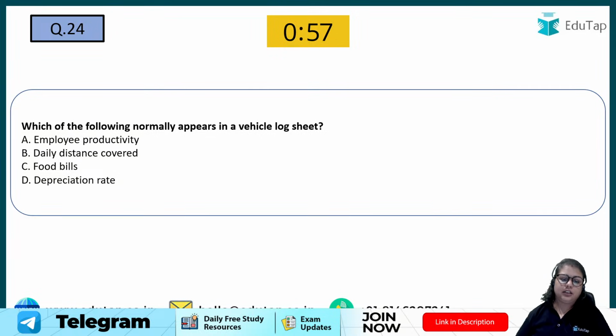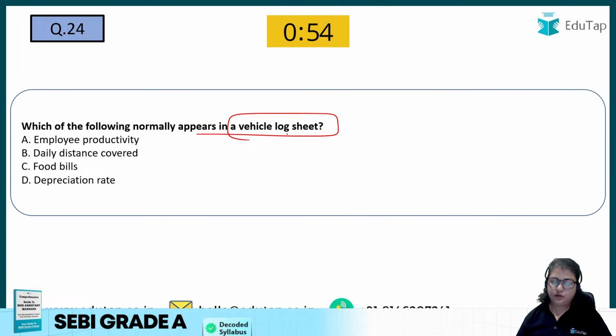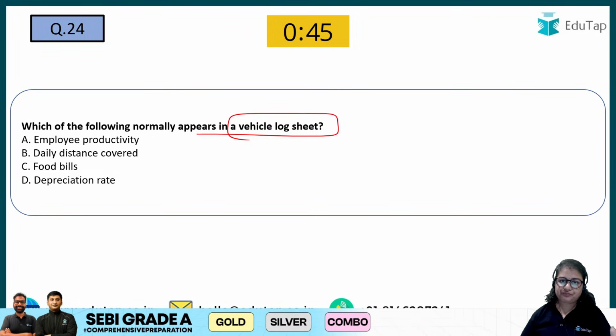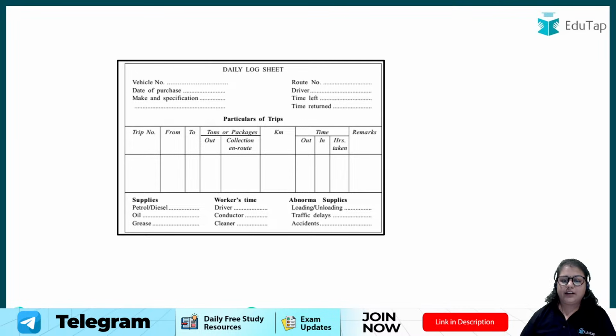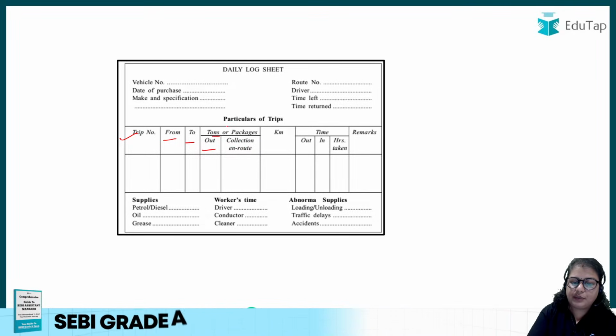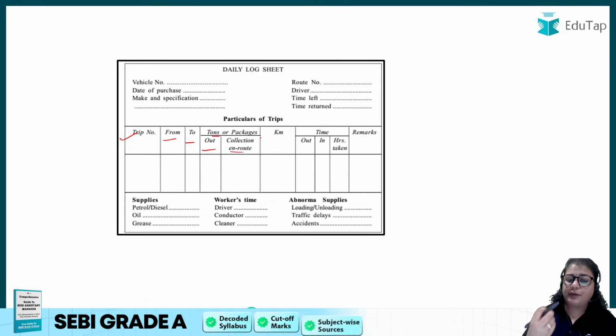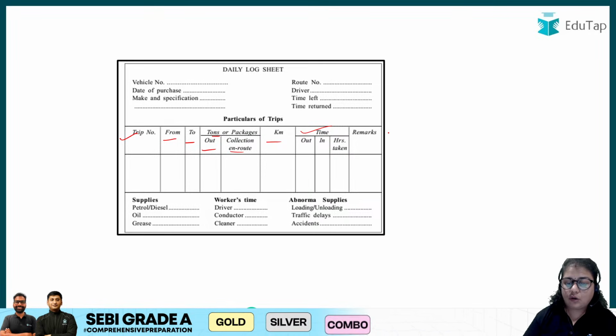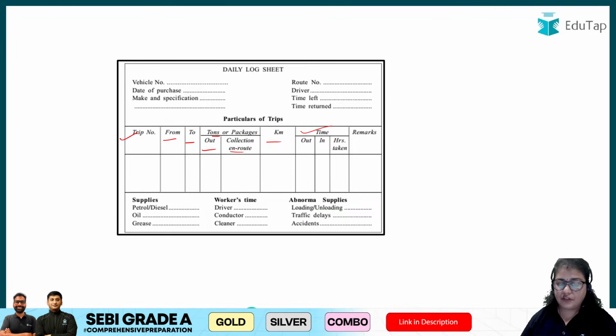Now, which of the following normally appears in a vehicle log sheet? So we are talking about transportation here, which is also a part of service costing. So what all do we include in our vehicle log sheet? Let us see what we have included. Trip number, from where it is going to where, how many tons of material it is collecting, how many tons of packages it has collected en route, how many kilometers they are traveling, what is the time. All of these are mentioned in our vehicle log sheet.